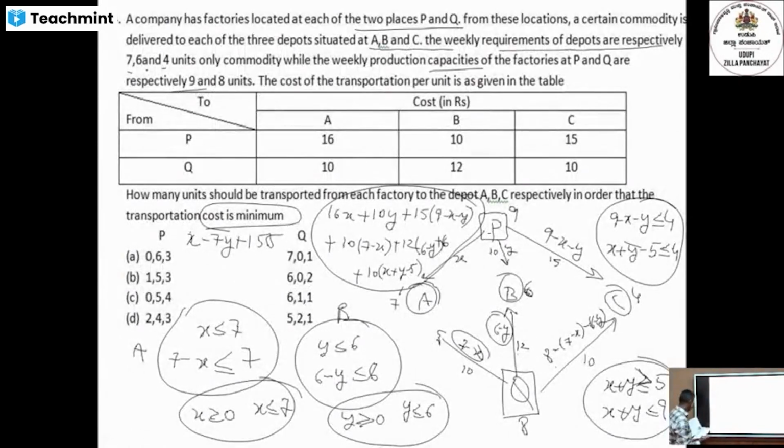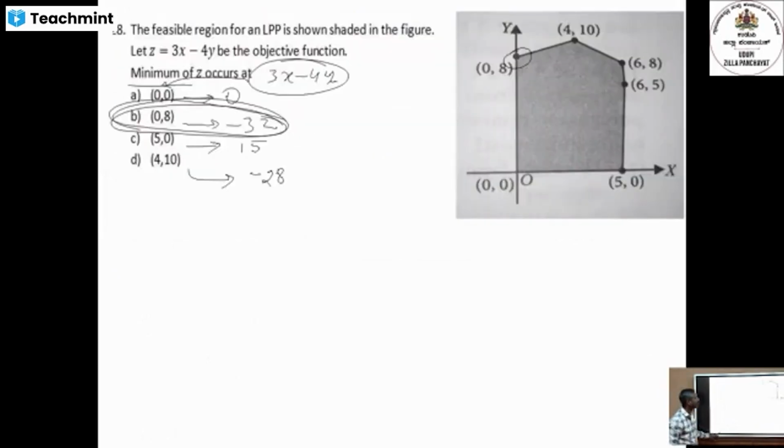The answer is at the point 0, 6, 3, and 7, 0, 1. That means you will be getting 0 units for depot A from P, 6 units for depot B directly, and 3 units for depot C, and the remaining 7, and here already 6 units are allocated from P, therefore all the 7 will be allocated for A, and 0 and 1. So that is the answer.